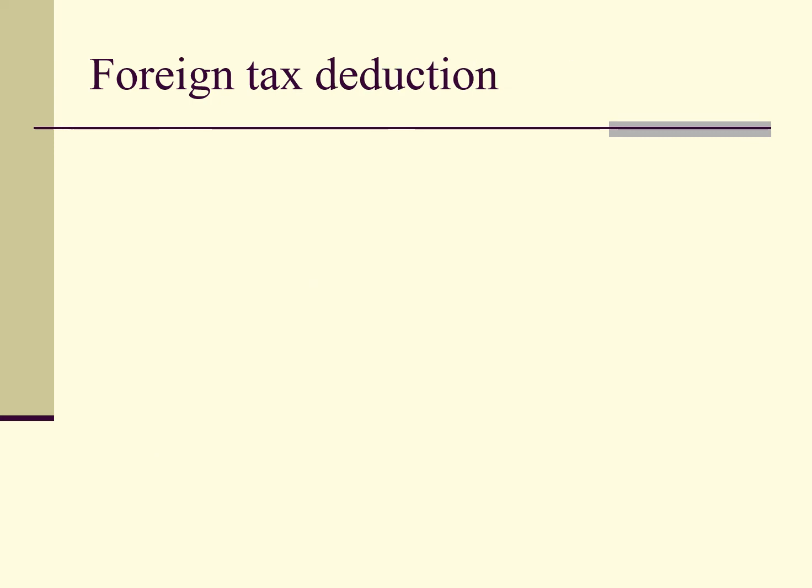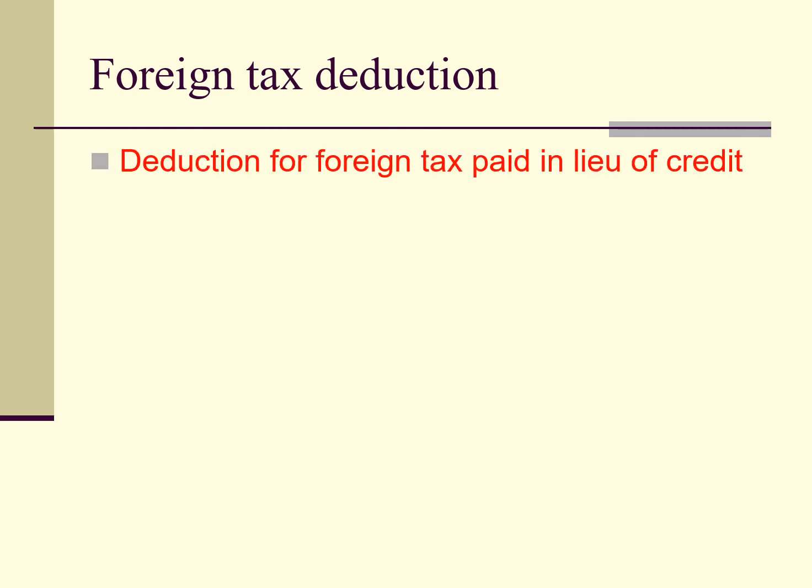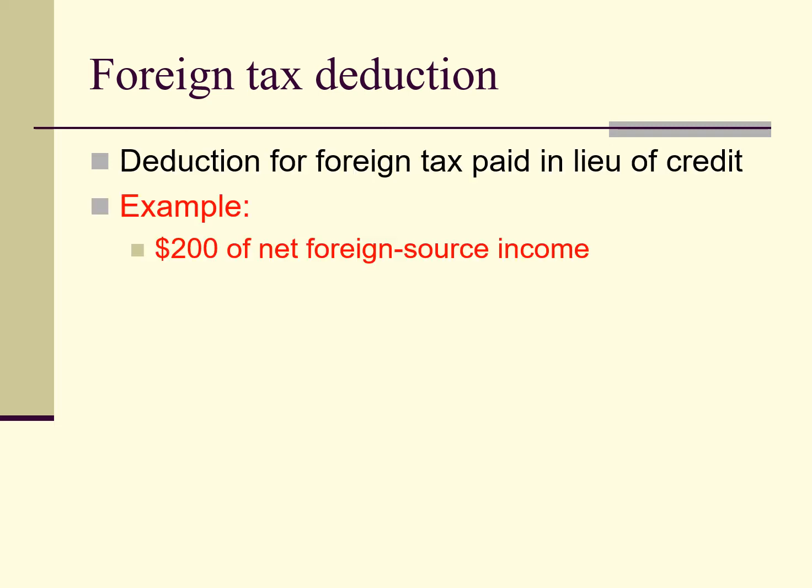As an alternative to the credit, there is a deduction of foreign tax. In lieu of a credit, a taxpayer can take a deduction for foreign tax paid. Sometimes a deduction for foreign tax is worth more than the credit. For example, a U.S. corporation has an $800 loss in country A and $1,000 of income in country B for a net of $200 of foreign source income. Assume that in country B a $400 tax is paid on the $1,000 of country B income.